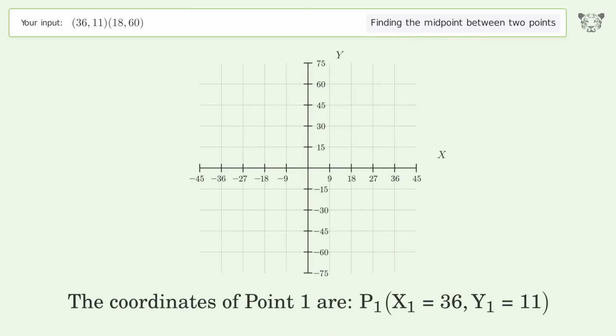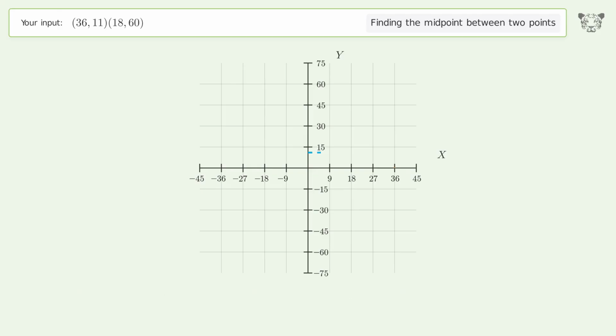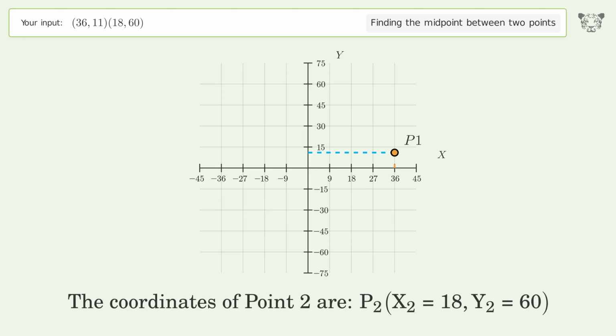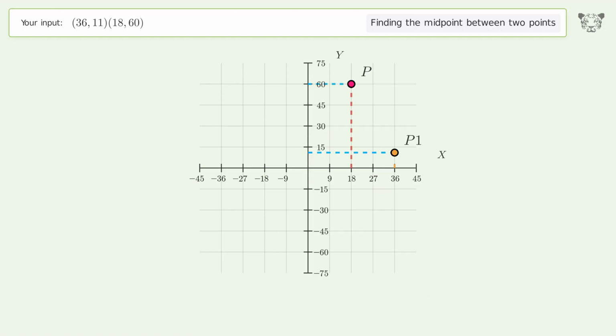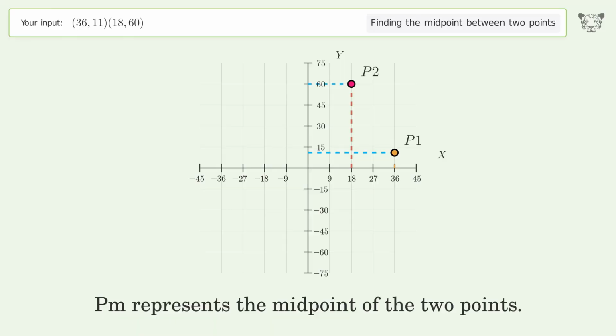The coordinates of point 1 are x1 equals 36, y1 equals 11. The coordinates of point 2 are x2 equals 18, y2 equals 60. PM represents the midpoint of the 2 points.